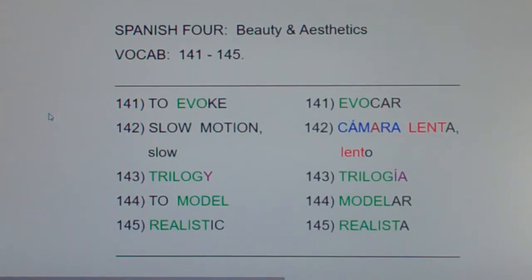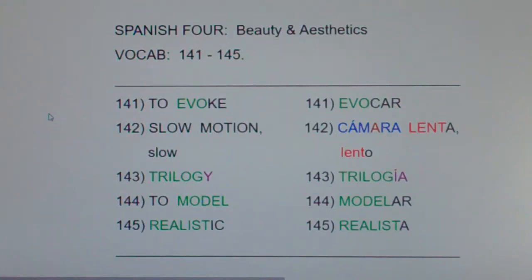141 is to evoke. Now, I know what some of you are thinking. Hey, Spanishguyhult, I thought you were teaching us the most important, most commonly used words in Spanish. To evoke is not a very common word. Well, it's not a very common word in English, but it actually comes up a lot in Spanish because Spanish is a very religious language.